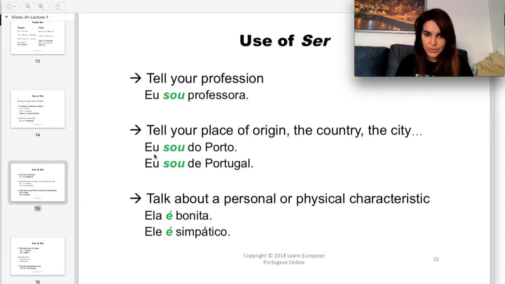You also use the ser to talk about a personal or physical characteristic, as I was saying in the beginning. So, ela é bonita, she is pretty. Ele é simpático, he is nice. Alright, you can argue that this can change, but we are describing the people as we think they are, right? So I don't think that this will change like easily.